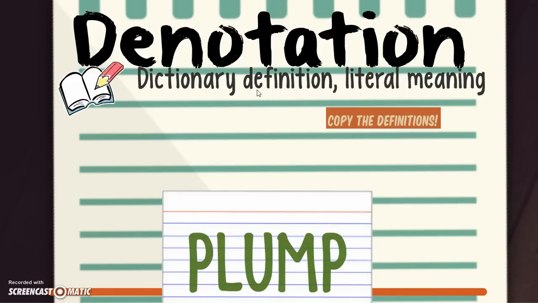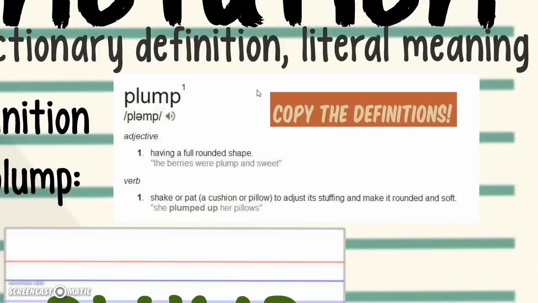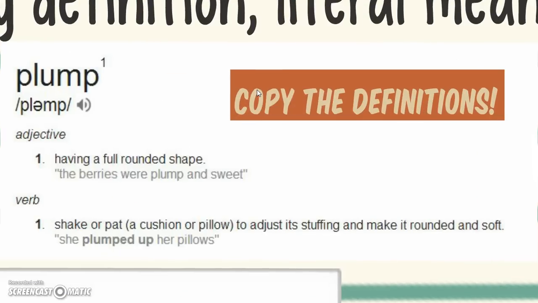So I want you to go ahead in the center of your paper and write down the word plump, because that's the word we're going to be centered around the entire time for our notes. I also want you to copy the definition for plump. Don't forget you can pause, fast forward, and rewind. The first definition of plump: having a full rounded shape. The second: shake or pat a cushion or pillow to adjust its stuffing and make it rounded and soft. Make sure you've copied down those two definitions. We're going to focus on the first definition for the rest of our notes.